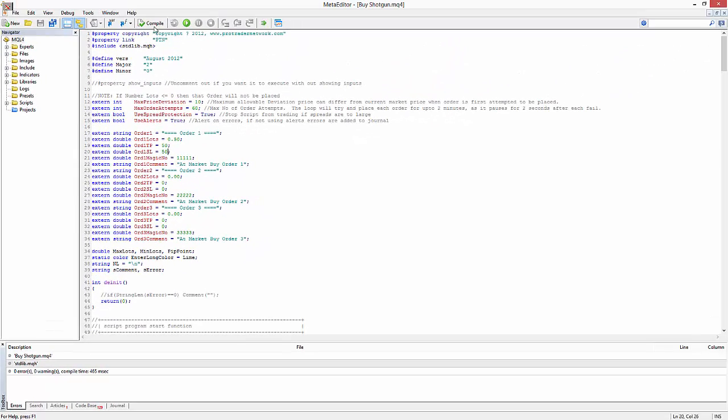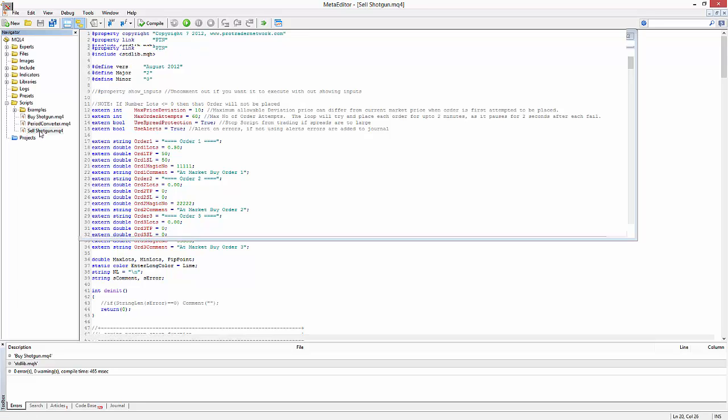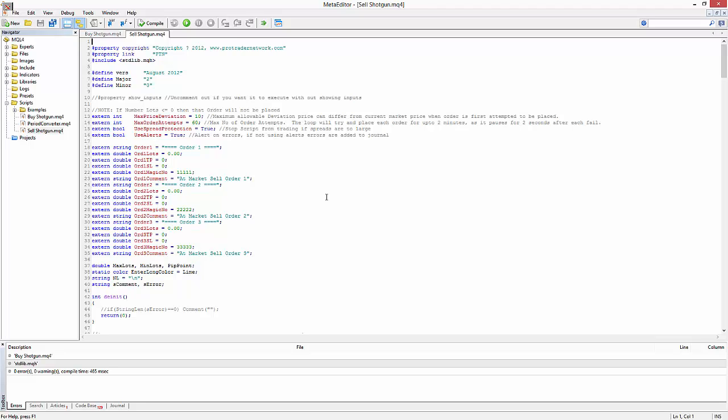Now, once we're in this MQL4 editor, we can double click here on the sell shotgun. You can only double click on these when you're in editor mode, because if you double click on these on your chart, they're going to fire off a trade. So make sure that you're in editing mode, and make sure you try this first on a demo account. And then we want the same parameters on our sell trade.